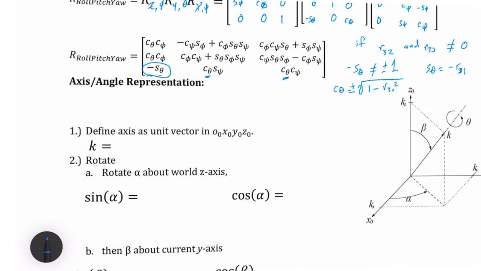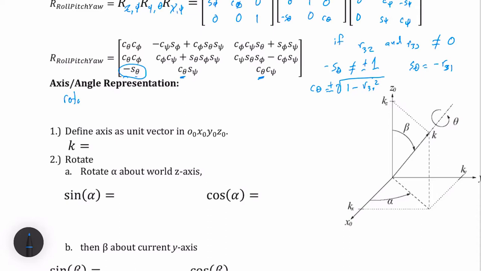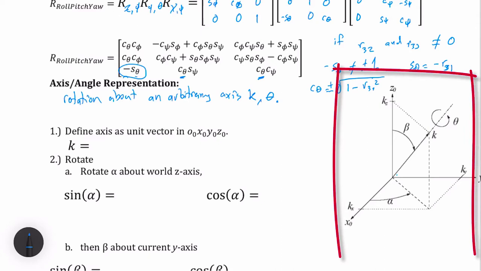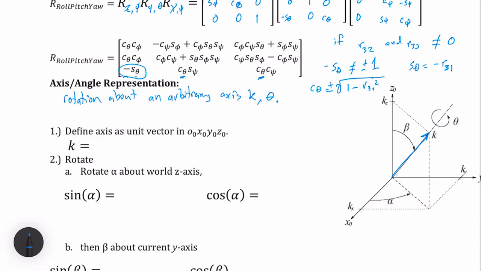So the axis angle representation says we're going to represent a rotation by a rotation about some axis k by theta radians. And so here we've got our picture. This here is k, and we're rotating some theta radians in order to do that. So we're going to build up this answer. First, we're defining this axis as a unit vector. So that is going to be some kx, ky, kz quantity transpose, put some commas in there to make it easy to read. So this point over here is kx, ky, kz.